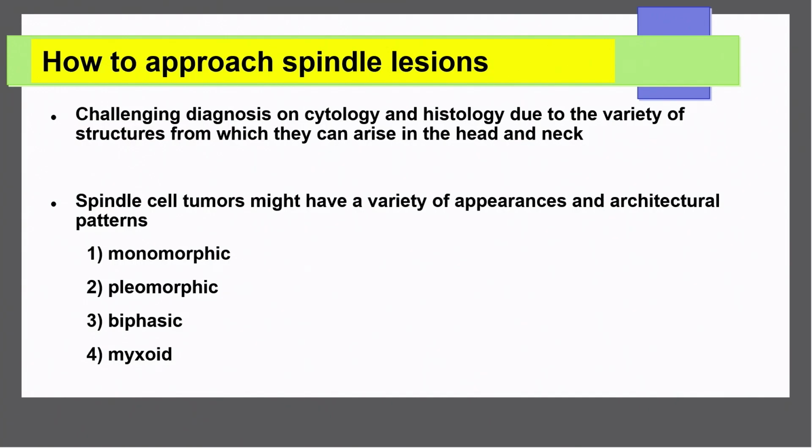Let's move on to the spindle cells. This is a very challenging part of the cytology and histology for head and neck, including the salivary glands. We might have different appearances: monomorphic, pleomorphic, biphasic, and myxoid.